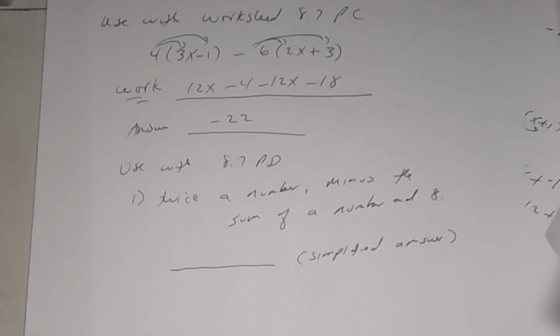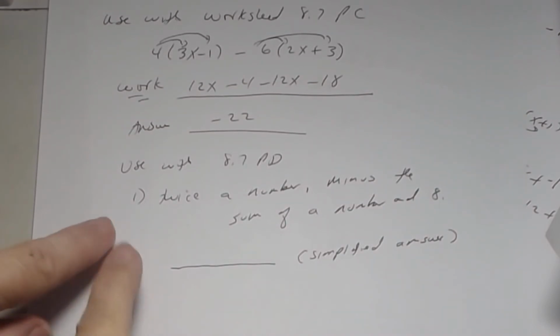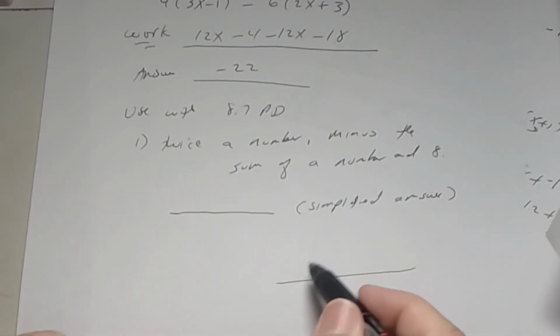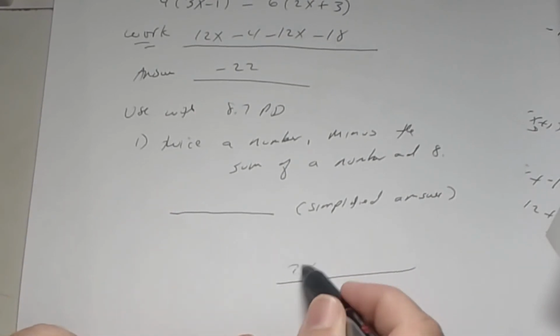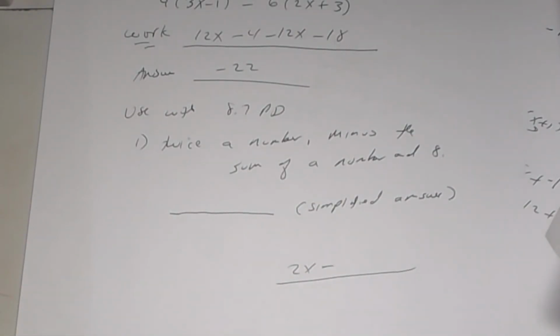All right, so only one thing in that blank, so make sure you understand what I'm interested in. So what goes here is that simplified expression. After you get rid of the parentheses, after you combine like terms, that's what goes there. But if you look at this expression, though, how would you write it first of all? Twice a number means what? 2x. Minus means to do what? Subtract. But what am I subtracting? The sum of what? A number and 8.